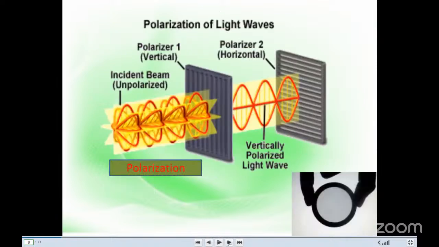So you can observe an unpolarized light beam, the incident beam, and these are the filters. One is polarized vertically, another is polarized horizontally. So only vertical components pass through this filter; the horizontal ones do not come through.